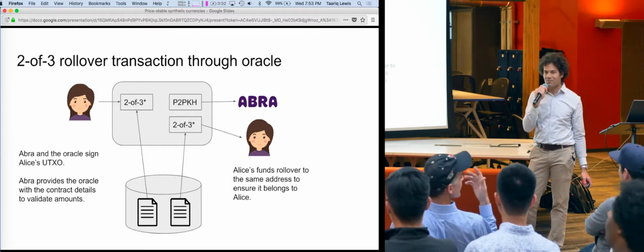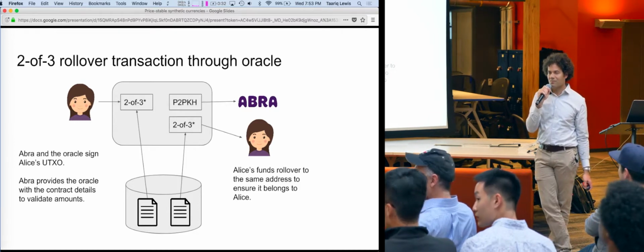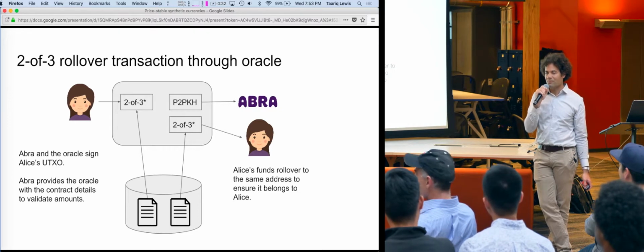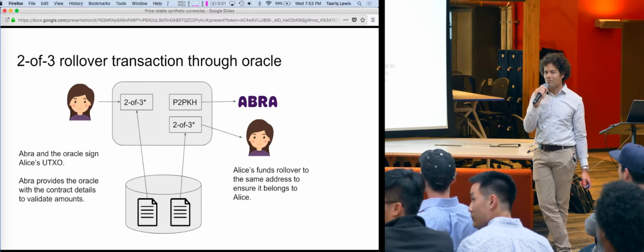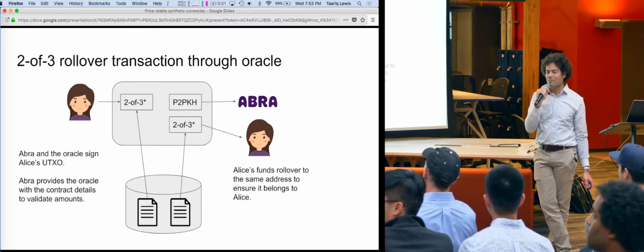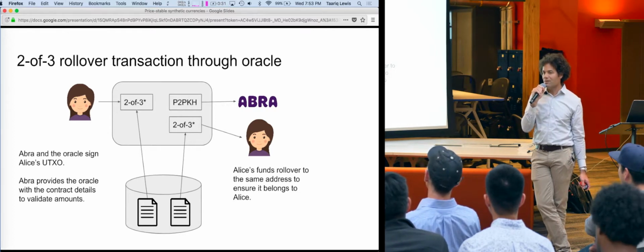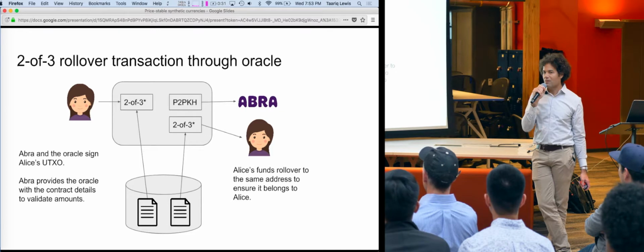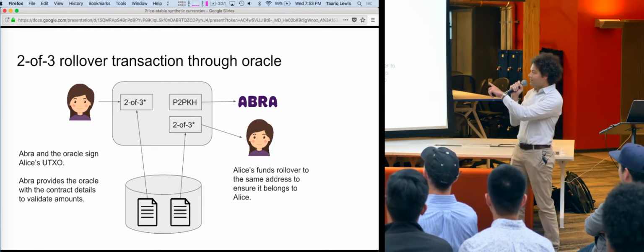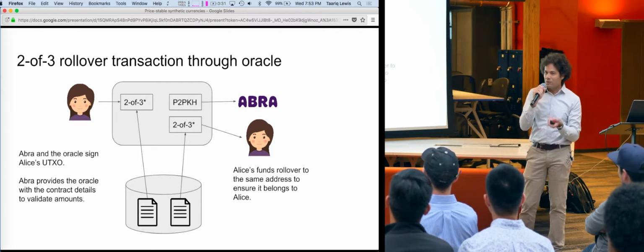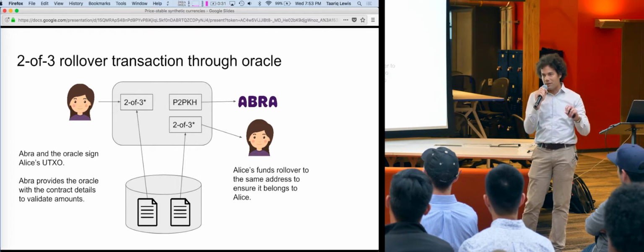Alright, so you have a 2 of 3 address. It's some account, right? And you steal Abra's key, and then you pretend to be Abra and tell the Oracle to send it over to Binance. Well, no, you can't do that. So you could steal Abra's money, depending on how we design it.